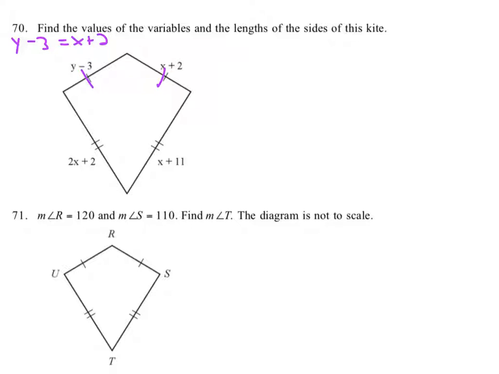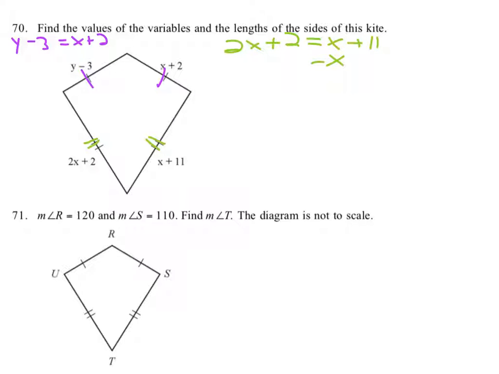Luckily, when we look at this side down here, that is congruent to that, they're only using x to describe that. So we can say then 2x plus 2, sorry, I read that wrong, is equal to x plus 11. And it wants us to find the values of the variables and then the lengths of the sides. So we first got to find x.